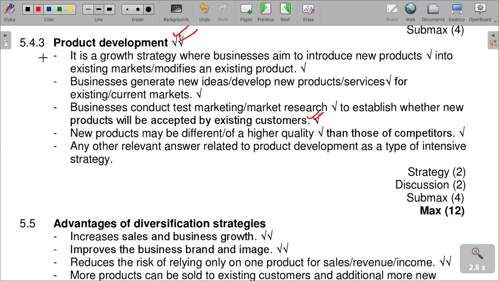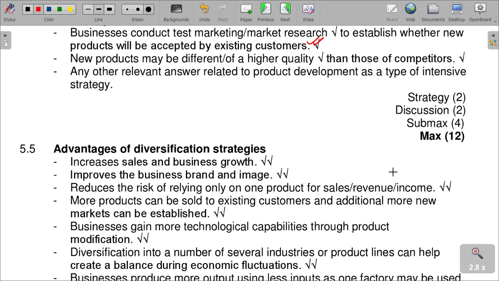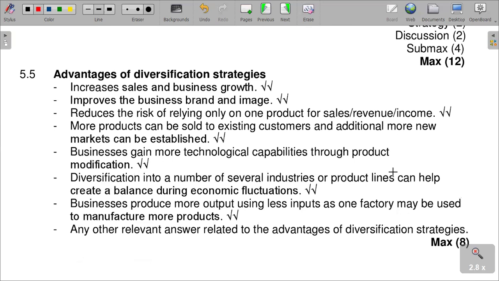So in that case, you should understand that you have to have at least the strategy, and then you have to discuss it. Then you get a maximum of 4 points. Advantage of diversification. The question wants you to explain the advantages of diversification.